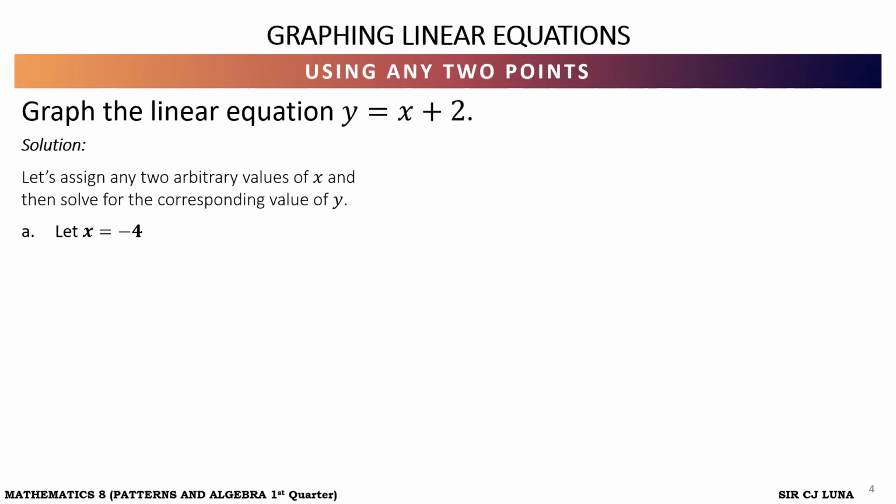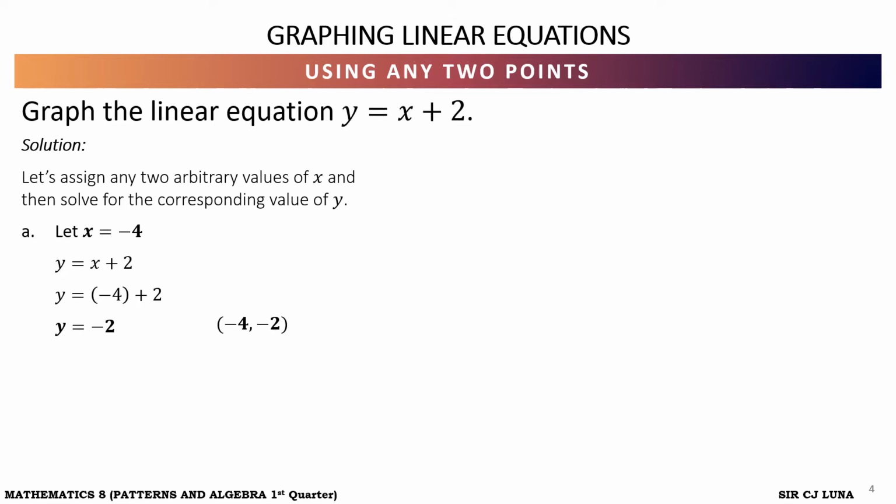So, ang gagawin natin dito, we will just substitute the value of x. So, from y equals x plus 2, yung x natin, papalitan natin ng negative 4. And then we will solve. Negative 4 plus 2 is equal to negative 2. So, our first point is negative 4, negative 2. Ibig sabihin, kapag ang x mo ay negative 4, ang y mo naman ay negative 2. So that is our first point.